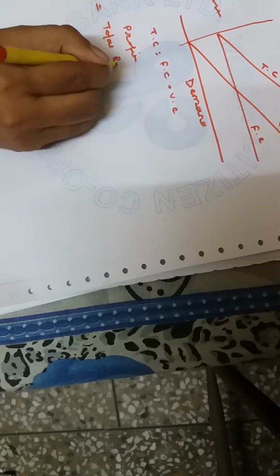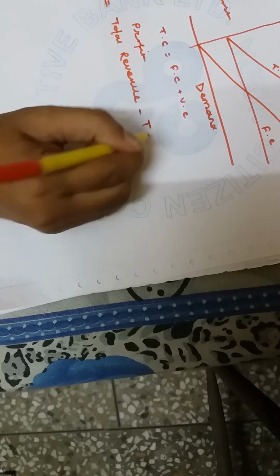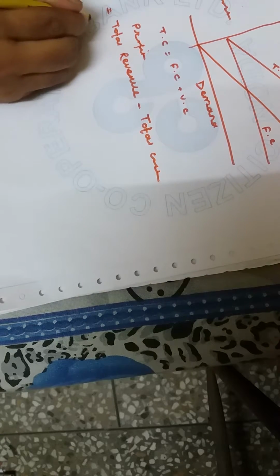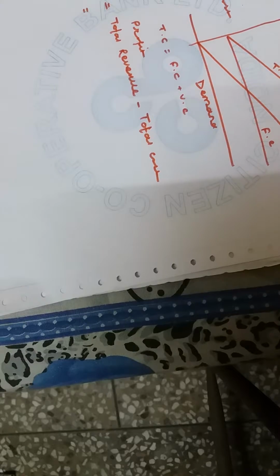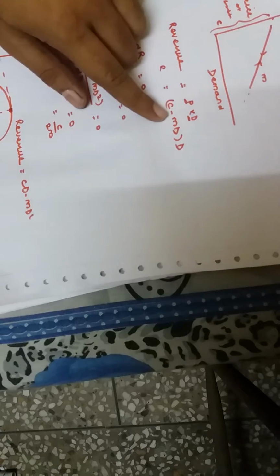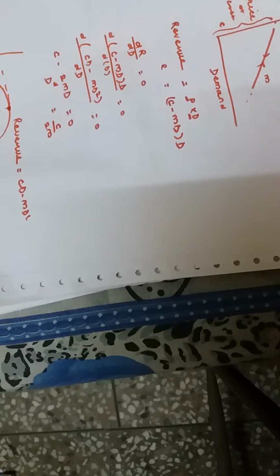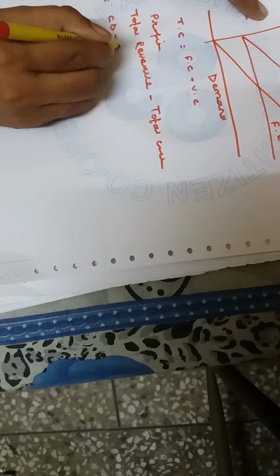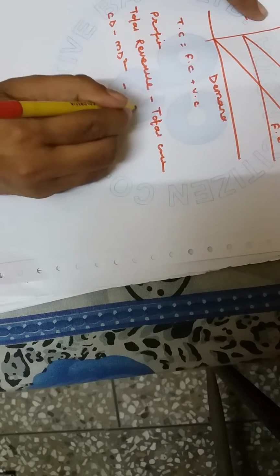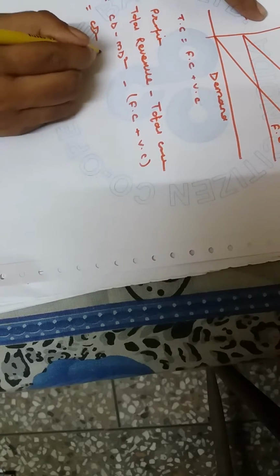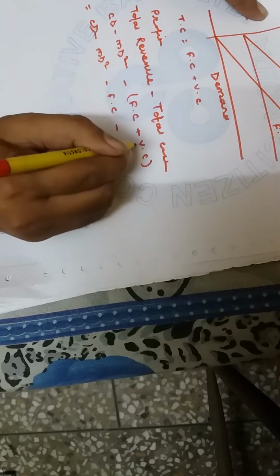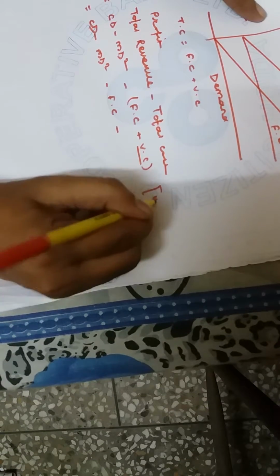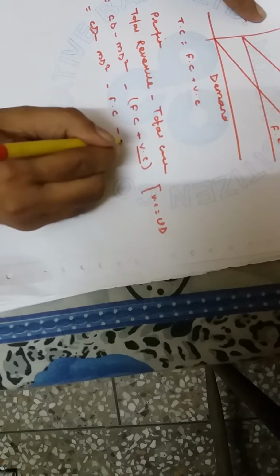Profit is equal to total revenue minus total cost. Total revenue I described in previous notes. Revenue is equal to CD minus MD square. Now total cost is fixed cost plus variable cost. Then profit is CD minus MD square, minus fixed cost, minus variable cost, where V is the variable cost per unit and D is the demand. Okay, then it is the profit.